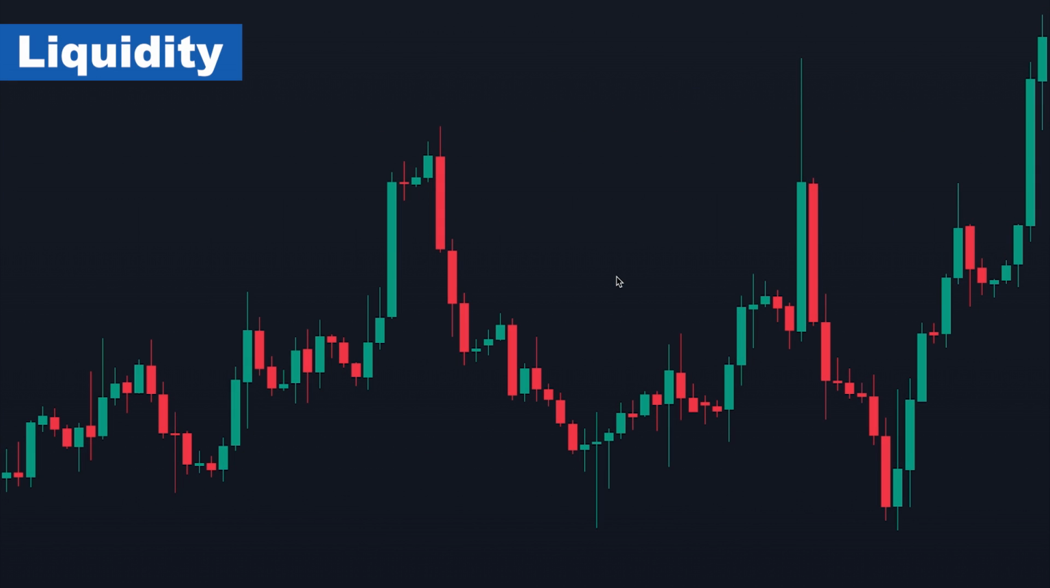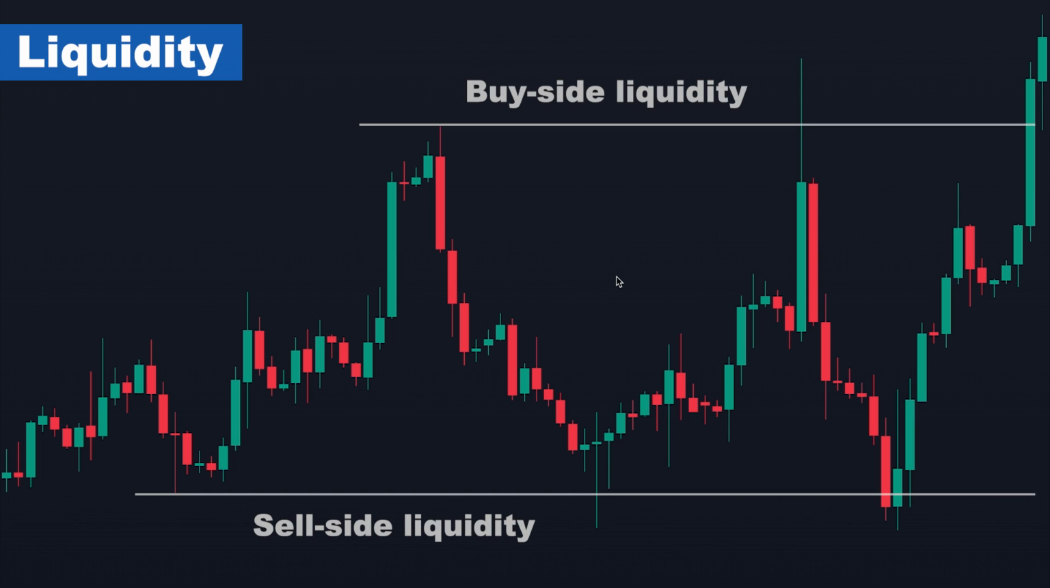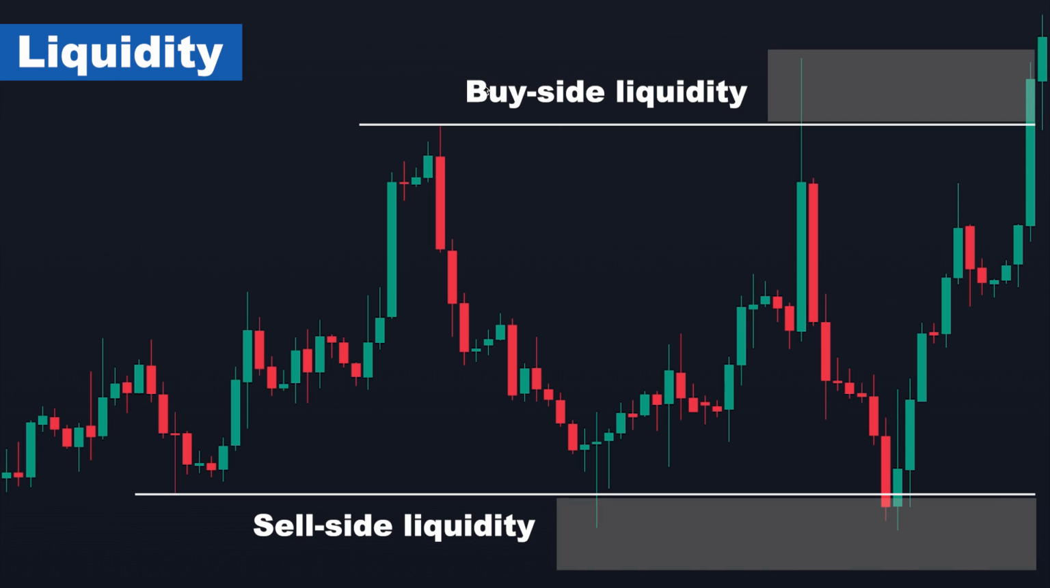The first one is liquidity, and it's the most important concept in ICT trading, and you must completely understand it. We have two types of liquidity: buy side liquidity and sell side liquidity. Buy side liquidity is the area of the chart where traders who enter a short position place their stop losses, and on the other hand, sell side liquidity is the area of the chart where long position traders will place their stop losses.